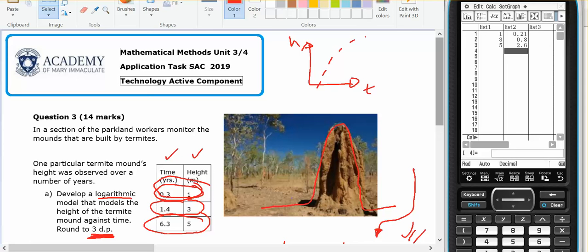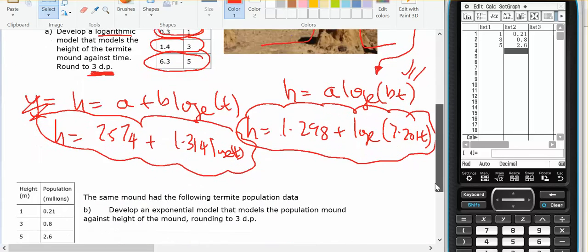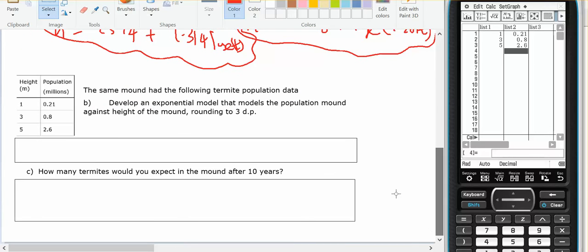This is questions 3B and 3C from the 2019 Functions Tech Allowed SAC. Okay, so the same mound had the following termite data. Develop an exponential model. Okay, so I might use my calculator to develop the exponential model.